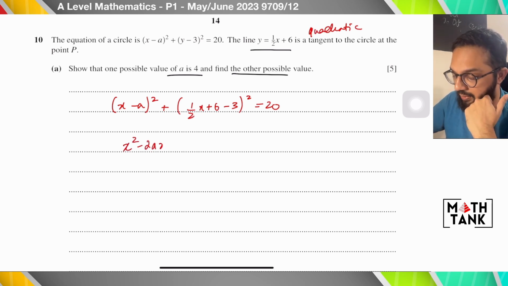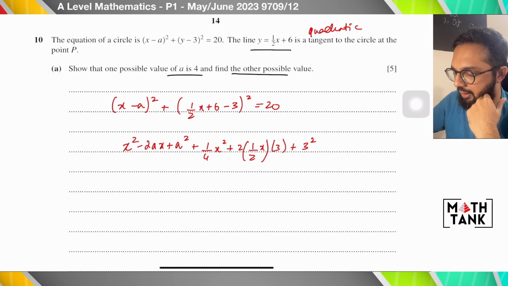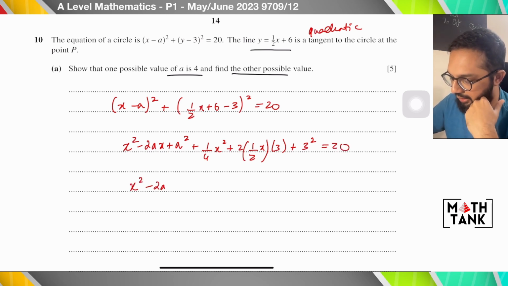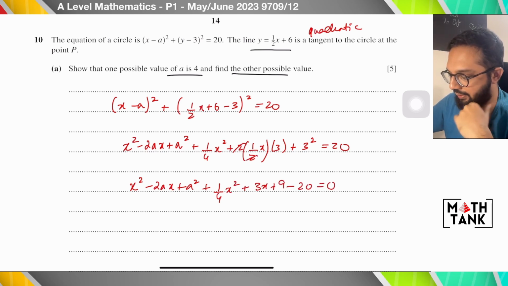So x squared minus 2ax plus a squared. Okay, this becomes (half x plus 3) whole squared, so half x whole squared plus 2 times half x times 3 plus 3 squared, equals 20. So x squared minus 2ax plus a squared, plus 1/4 x squared plus 3x plus 9 minus 20 equals 0.